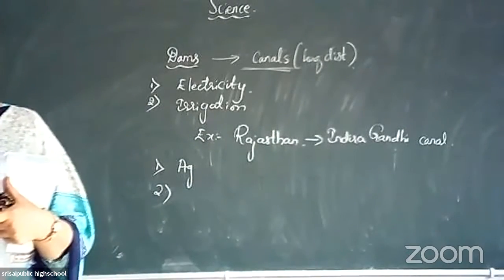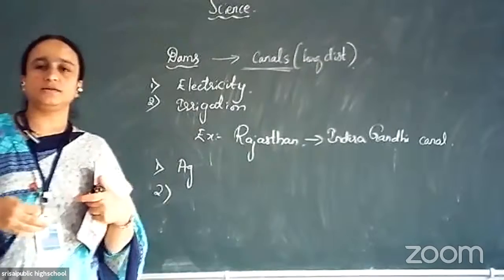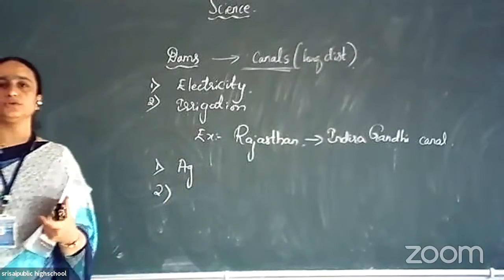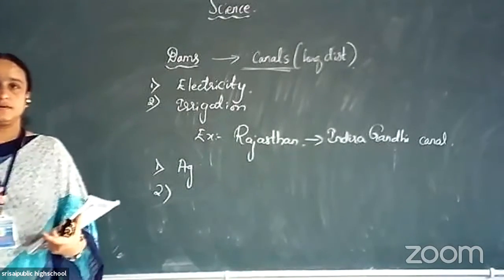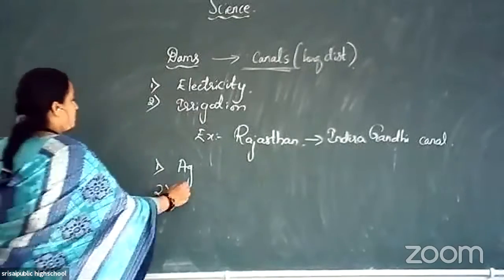Large vegetation will be destroyed. That agricultural and large vegetation will be spoiled. Let us come to the biodiversity. The people will be displaced. Yes, people will be displaced.